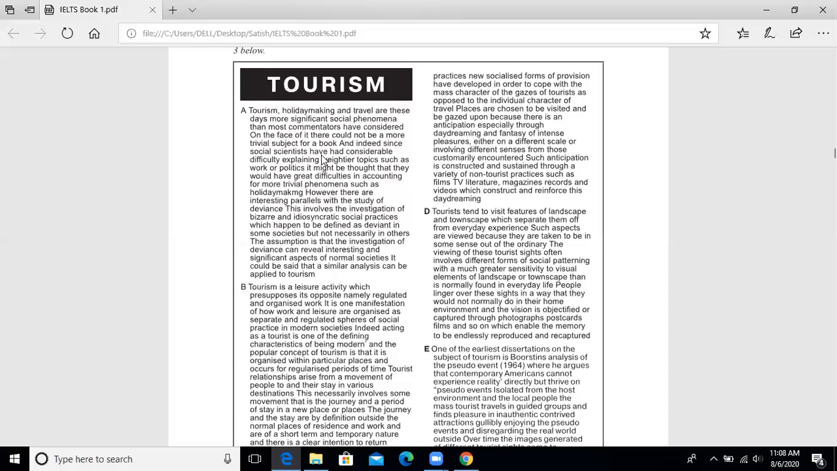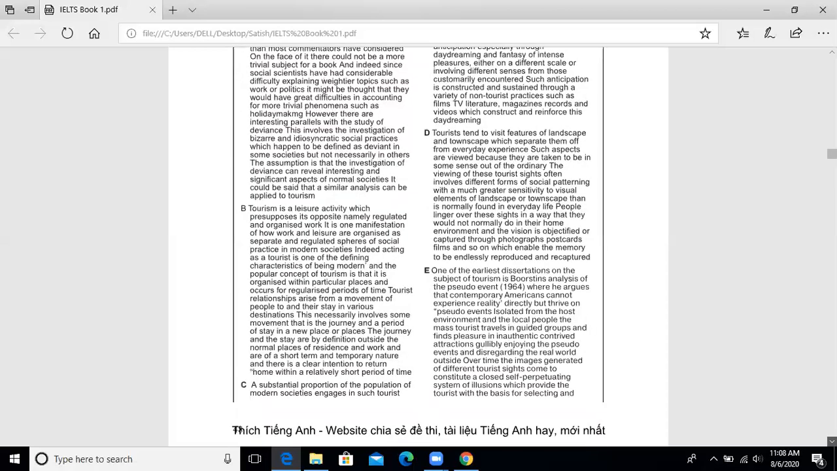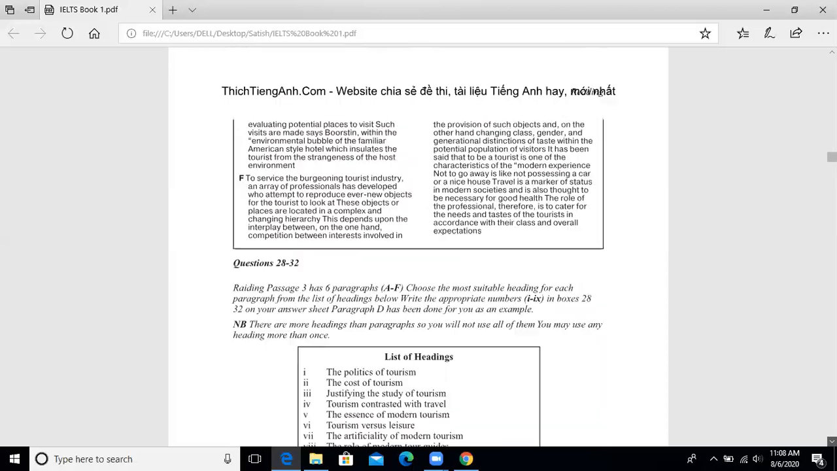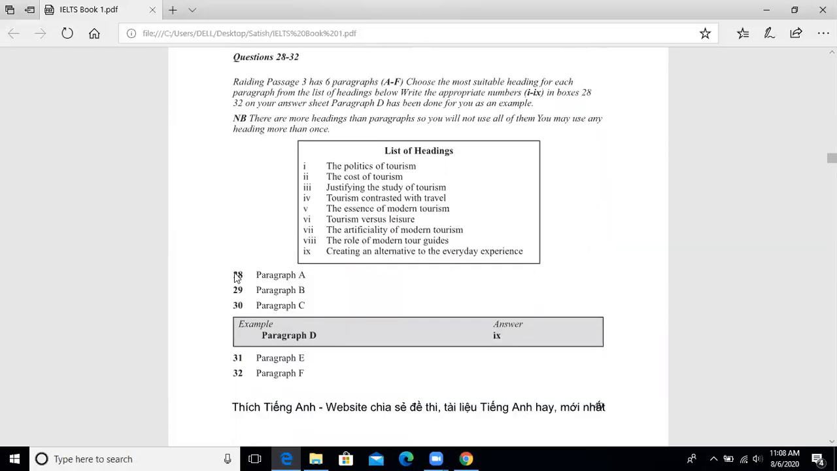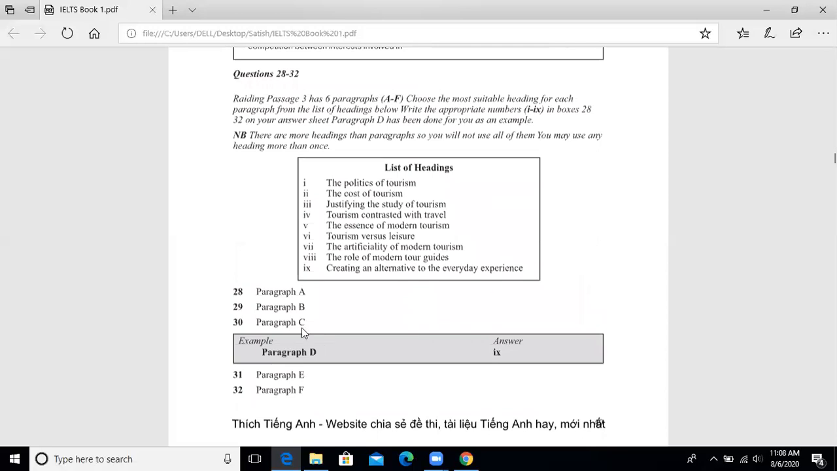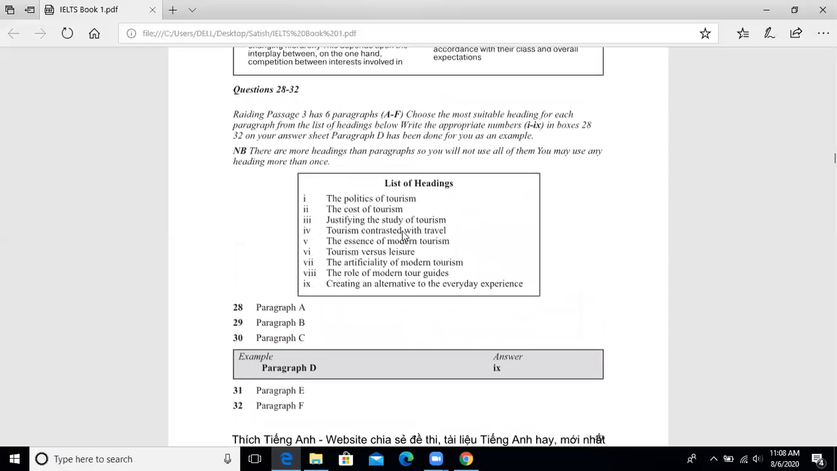Okay, so here we have a little bit different thing. If you look at the questions here, these are the questions that we have, and these are the list of headings. So we need to give these headings to these questions. What I told you is that first of all we need to look for the keywords, we need to locate the questions. Here they have mentioned the paragraph A.